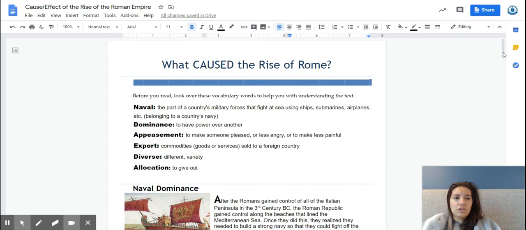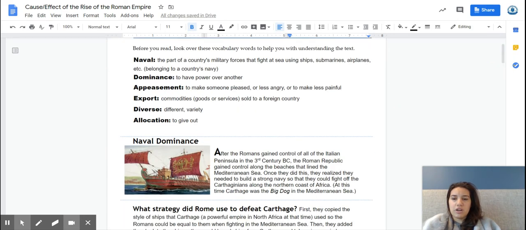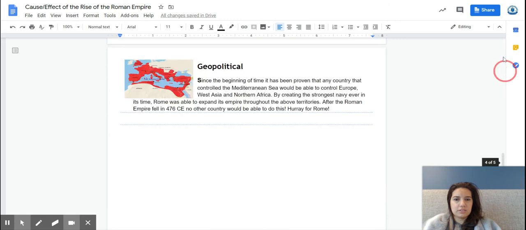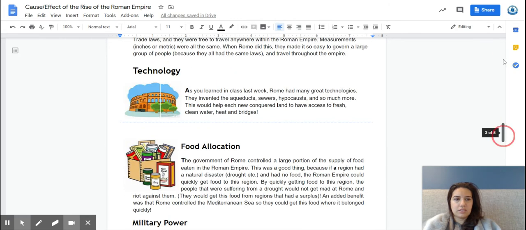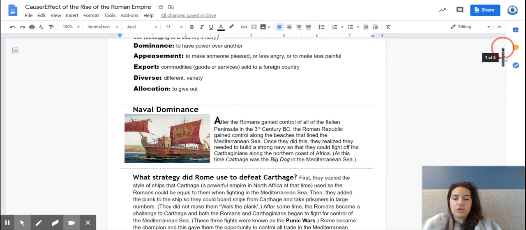So you're going to be looking at this document today. It first starts off with a bunch of just vocabulary terms in case you're not familiar with them. So read them first before beginning to read the document. And then you'll scroll through. There's different categories, like we have naval dominance. Oh, excuse me. So they're just little short readings.